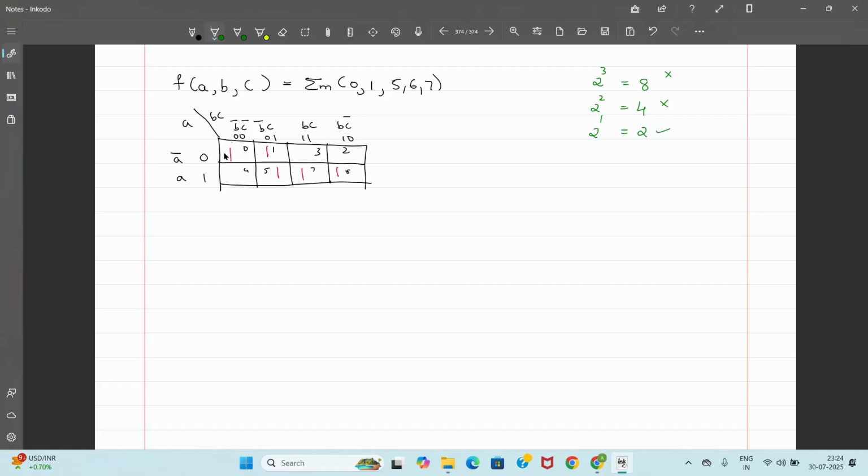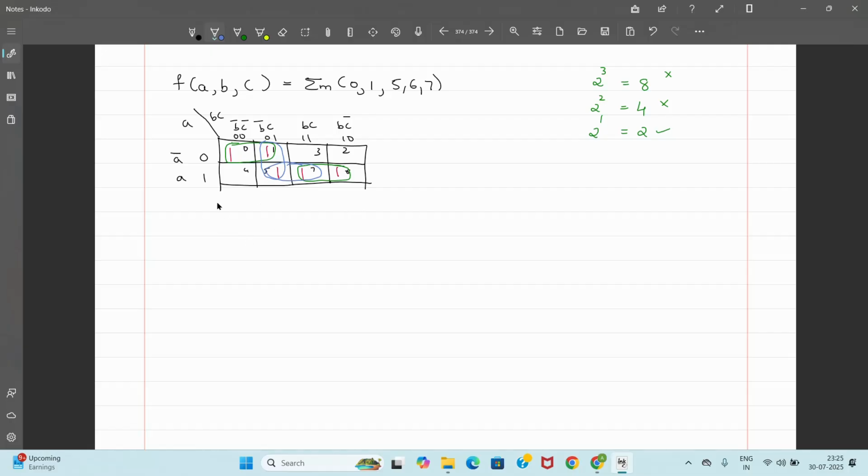Let me group it. To cover cell 0, there is only one possible way. I have to group it with cell number 1. Similarly, to cover the 6th cell, I have only one possible way, that is to combine it with cell number 7. Now there is only one cell that is left out, that is cell number 5. And I have 2 possible ways of covering it. Either I can group it with cell number 1 or I can group it with cell number 7. Okay, so these are the possible groupings I have got for this particular problem.